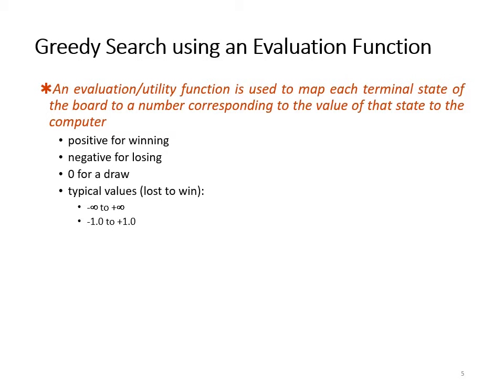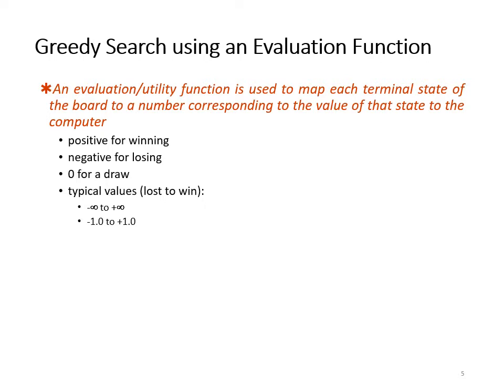Here we have to take an evaluation function. An evaluation function is also called a utility function. It is used to map each terminal state of the board to a number corresponding to the value of that state to the computer. The utility function is produced on the leaf node, and you can set it at the terminal node. It is positive for winning, negative for losing and 0 for drawing, or you can take any other value also. If you have a lower value, then you are losing the game.